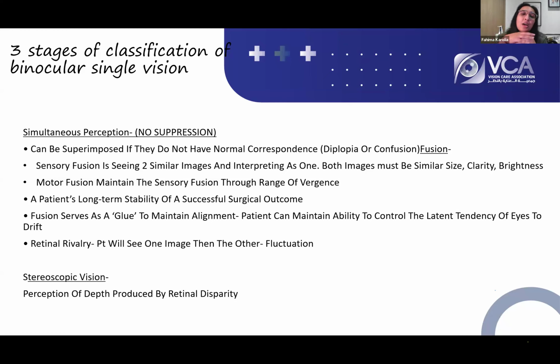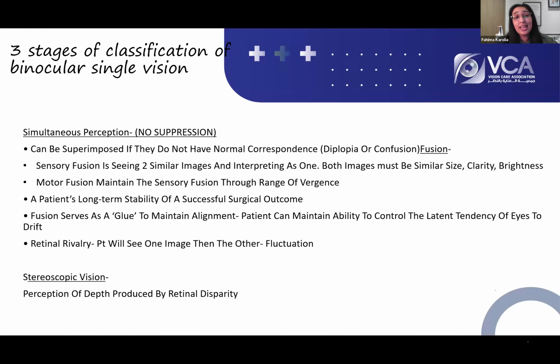Okay, and why is it important? So in our assessment as an orthoptist, if we're thinking of a patient who's going to have squint surgery, we want to look at the patient's long-term stability of a successful surgical outcome, or we want to look at how well they're controlling if they have a latent phoria. Okay, so that's why we look at that. You don't need to worry too much about the motor fusion, but it's something nice for us to do as orthoptists if we're looking at surgery and things.